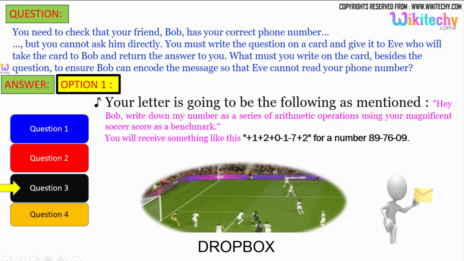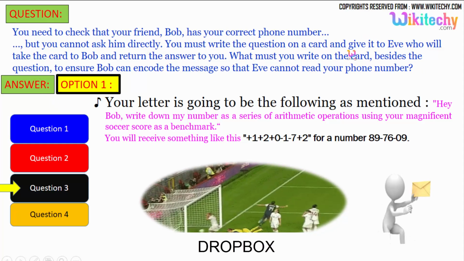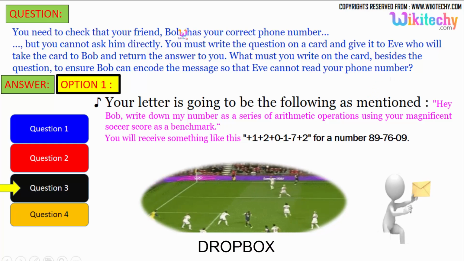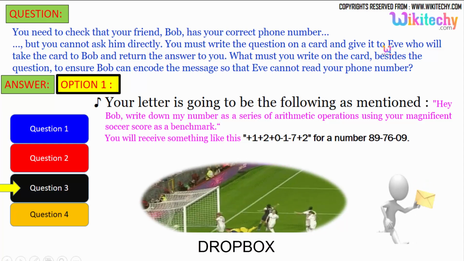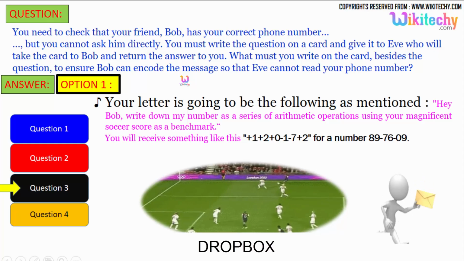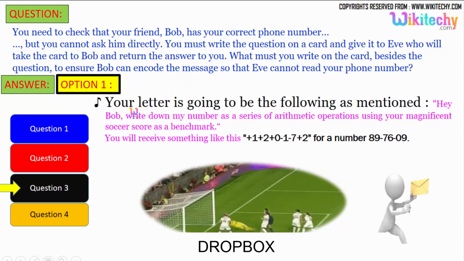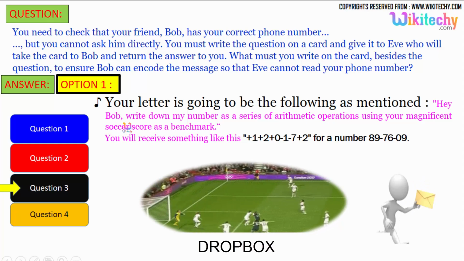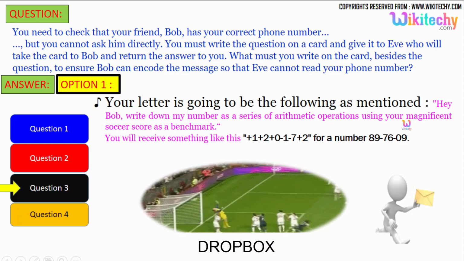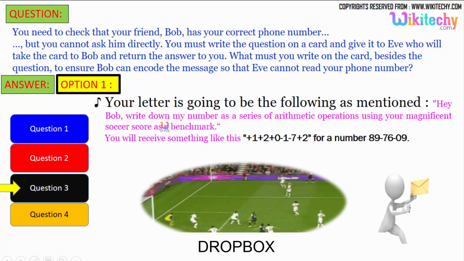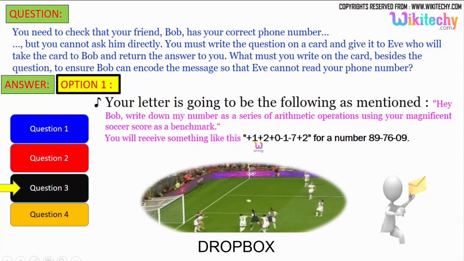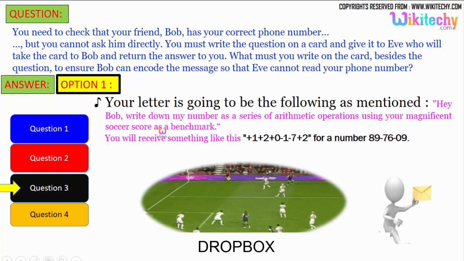So there is a person who is intermediate between me and Bob. Her name is Eve. I'm going to write a letter to him so that it should not be read by Eve, but it can be understood by Bob. So I'm trying to encode it. So here is option 1. I can write a letter as, hey Bob, write down my number as a series of arithmetic operations using your magnificent soccer score as a benchmark. You are able to see it here, +1, +2. So my soccer number is 7.